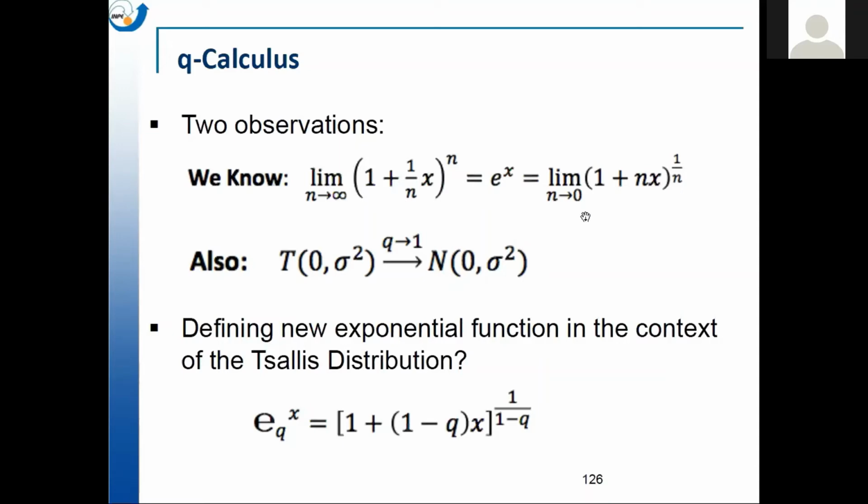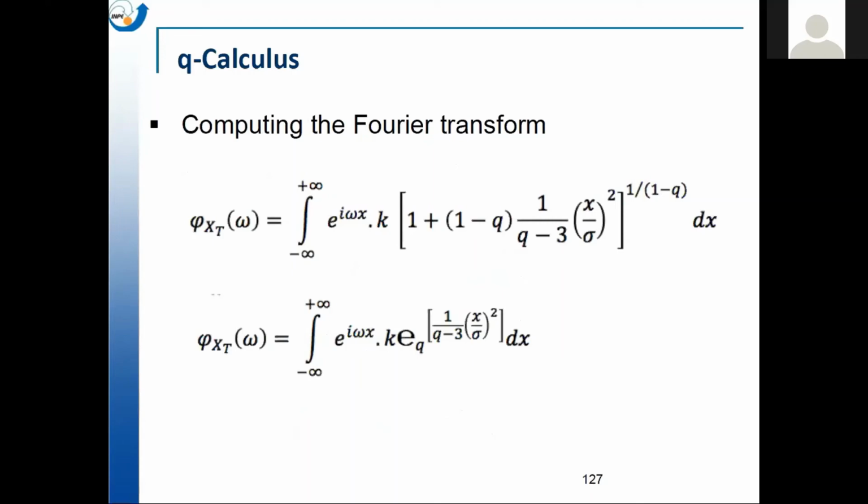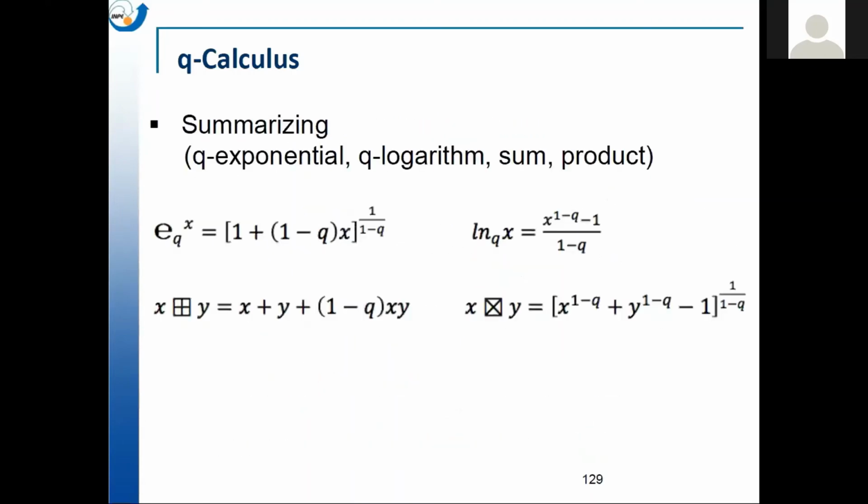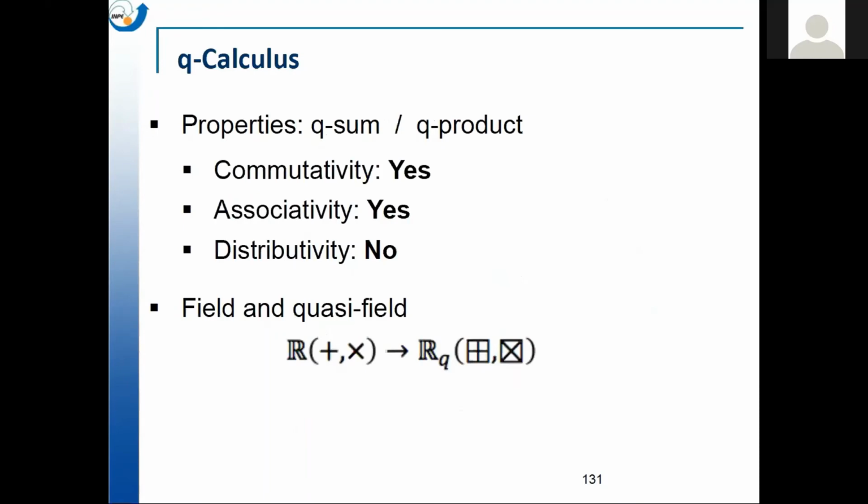We already know about this limit here, and using this limit you can identify this algebraic equation, link it with the exponential function, and so you can define our q-exponential function using this algebraic formula, exactly the Tsallis distribution. Okay, and so instead of the Fourier transform, using q-calculus, we define the q-Fourier transform and so on.